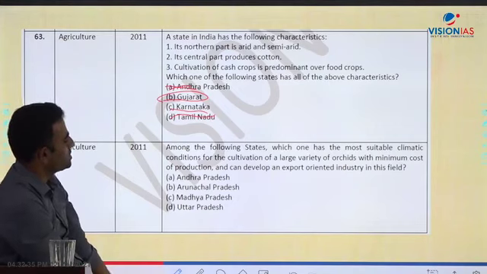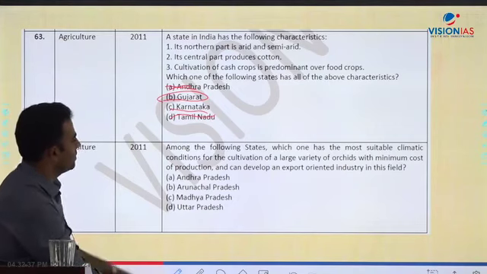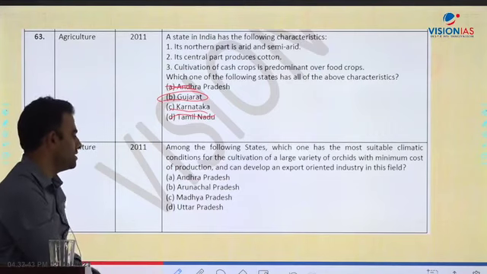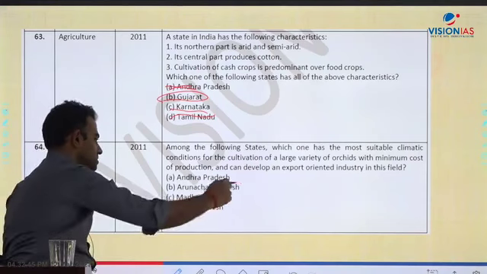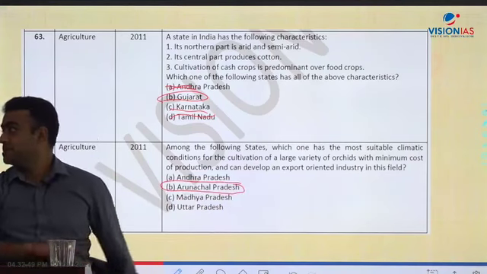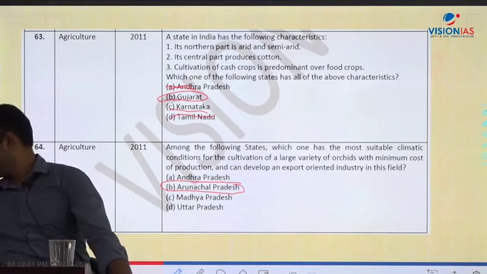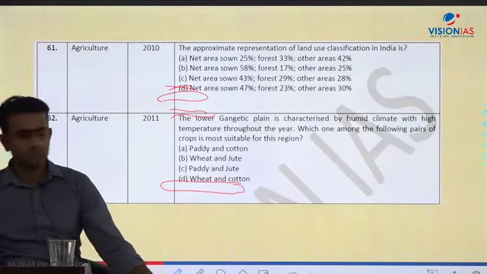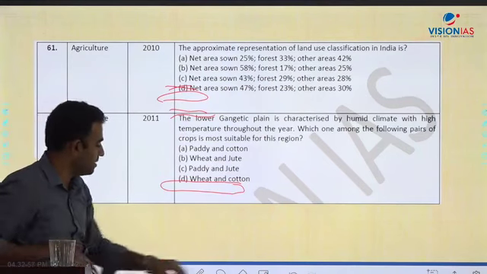So among the following states, which one has the most suitable climatic condition for the cultivation of large variety of orchids with minimum cost of production and can develop export oriented industry? This is our Arunachal Pradesh. So that is majorly suitable for horticulture as well as floriculture. I had told you about this.